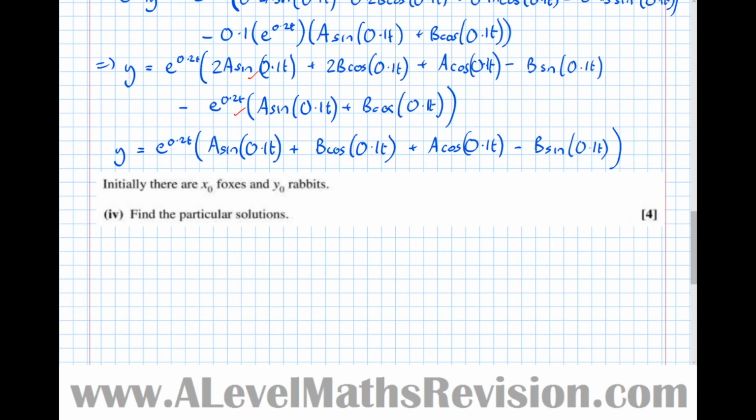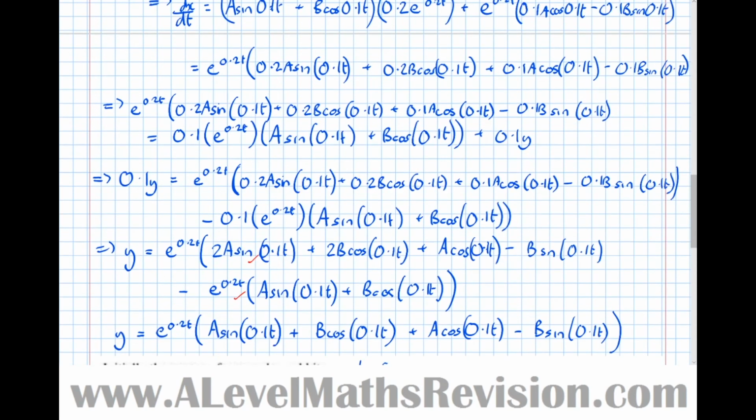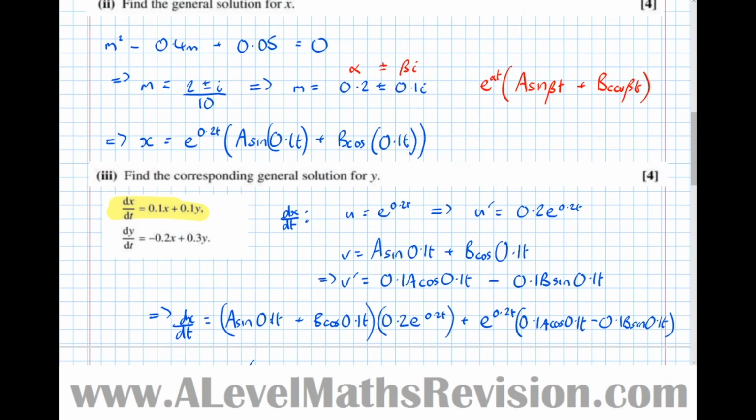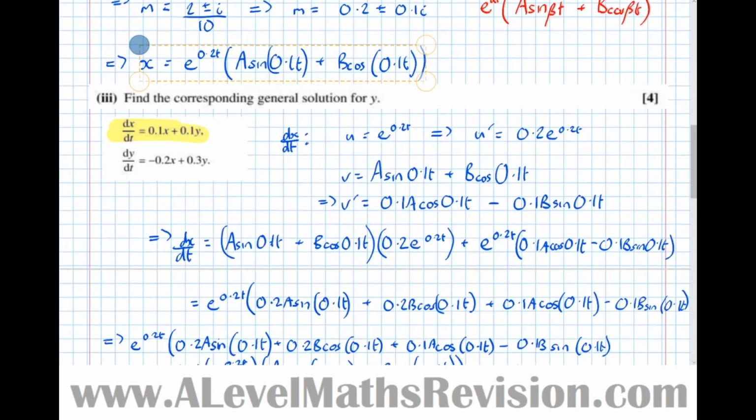So the next part tells us initially there are x0 foxes and y0 rabbits. So when t equals 0, x equals x0, y equals y0, find the particular solutions. So let's sub that in. Let's sub t equals 0 in for x. So t equals 0 and x equals x0. And let's look at our solution for x, which is up here. There it is there. So I've got my solution for x, which I'm going to copy and paste just down the bottom.